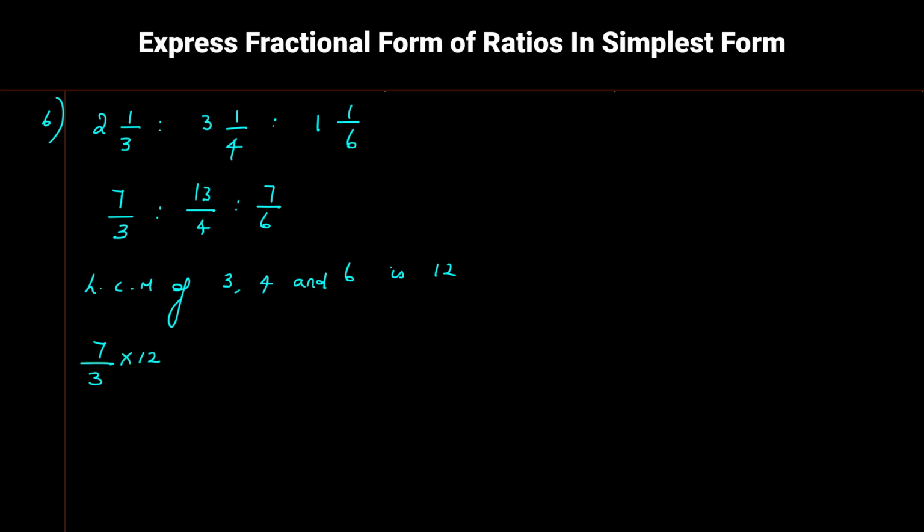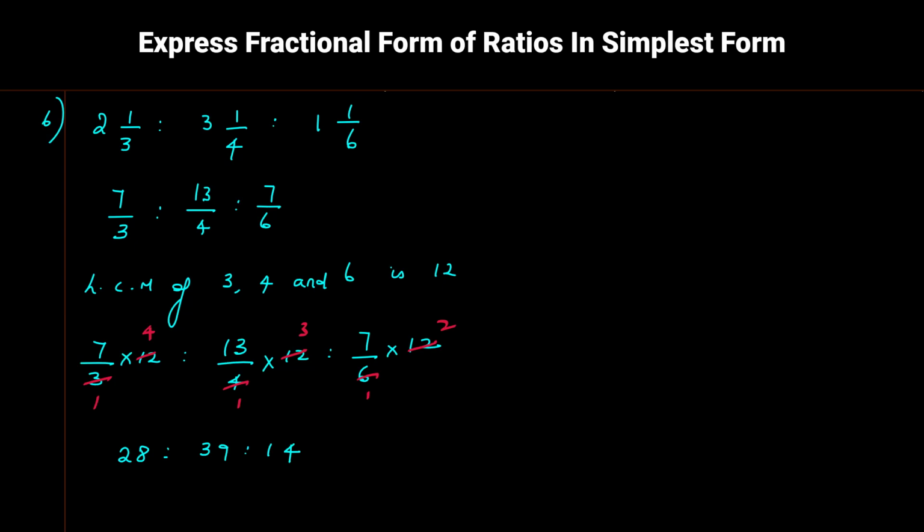So let's take the first fraction, multiply with LCM 12, followed by second fraction, multiply with LCM 12, followed by third fraction, multiply with LCM 12. Once that is done, do the necessary cancellations. 3 fours are 12. 4 ones are 4, 4 threes are 12, 6 ones are 6, 6 twos are 12. So now we have 7 fours are 28, 13 threes are 39, 7 twos are 14.